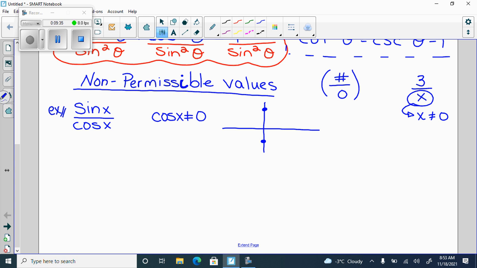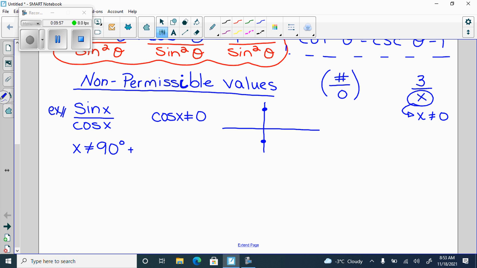So what am I going to have to state when it's a non-permissible value? General, unless they give me a restricted domain and ask for the non-permissible values in it. Other than that, you have to state general. So how do I state a general? I'm going to do it in degrees first, then radians. X can't equal, what's my first one? 90. I always look for my first positive.